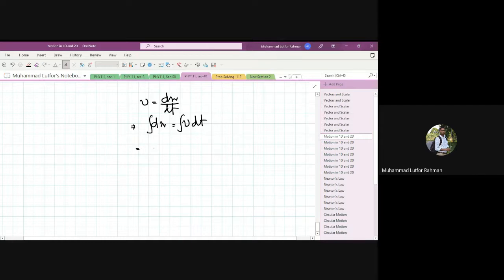There will also be some limits, say x from x1 to x2, and time from t1 to t2. In the previous case, we found the velocity to be minus 6 plus 2t. If I integrate this, I'll find x2 minus x1. If you take the integration of dx, you will find x. I'm plugging in the limits, x2 minus x1, and this is what you will find.